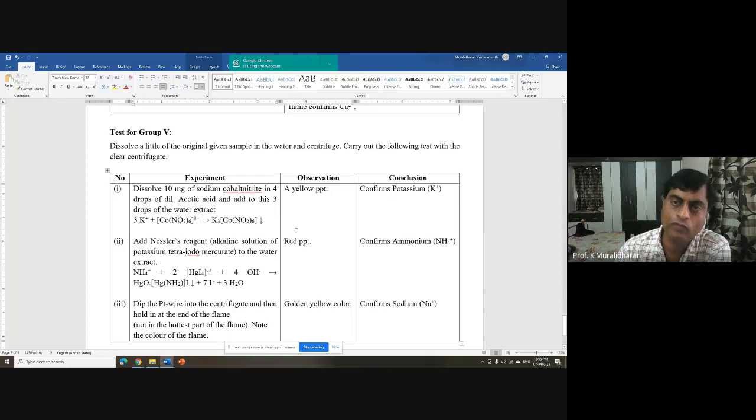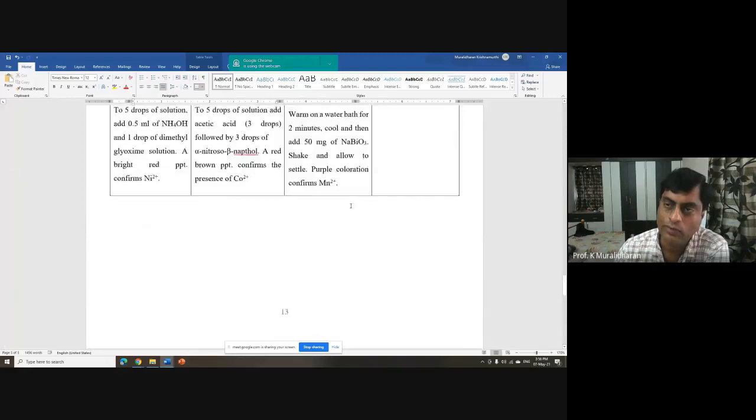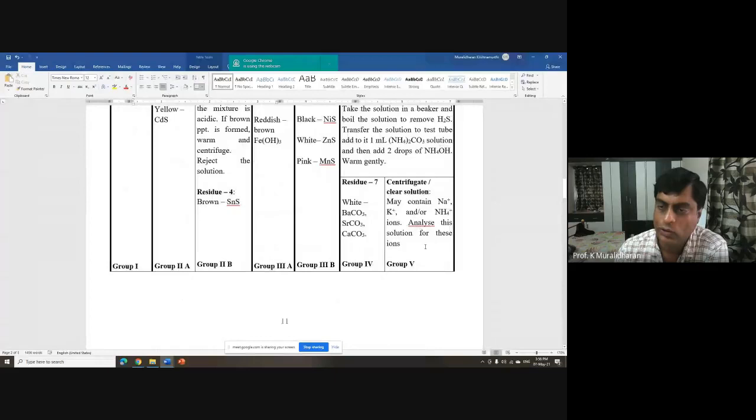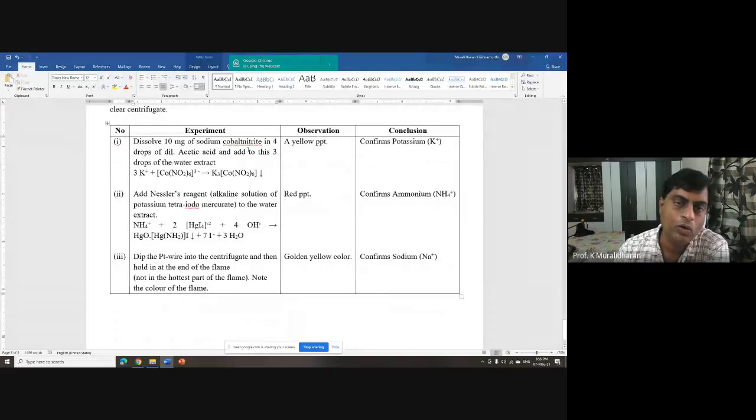So finally you got the solution from the first group separation. You take that solution alone and add cobalt nitrate and acetic acid. As the reactions mentioned here show, you get a yellow precipitate, which confirms potassium. Nessler's reagent is often an exam question: what is present in Nessler's reagent, what is the structure of this compound, and so on. You add Nessler's reagent and get a red precipitate, which confirms the presence of the ammonium cation. And again you do the same flame test you did in the preliminary, taking the final solution coming from the group separation.